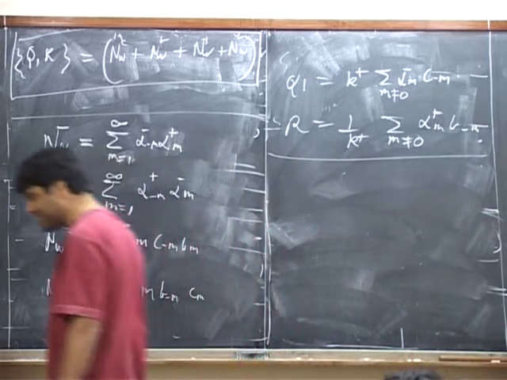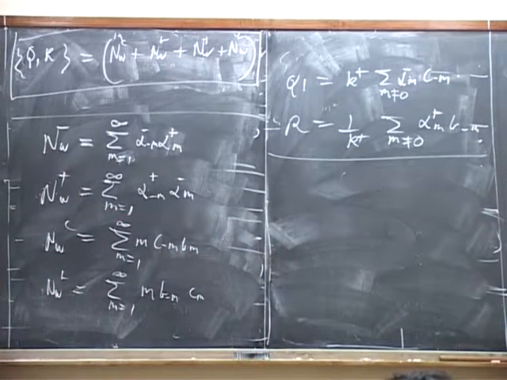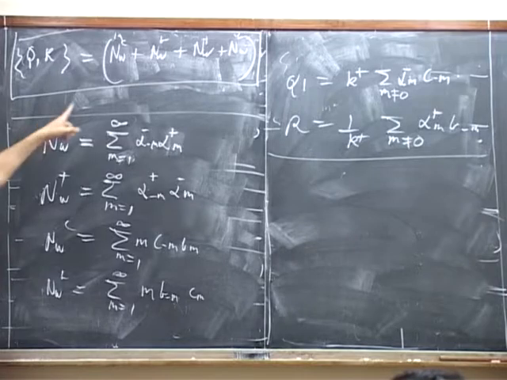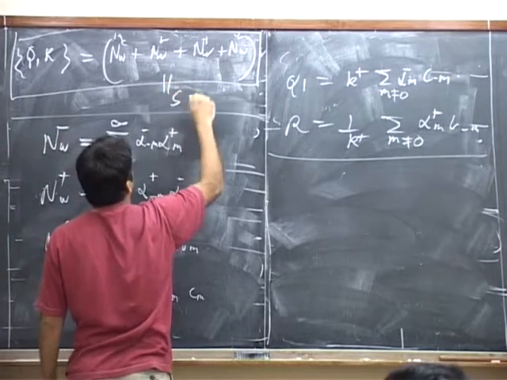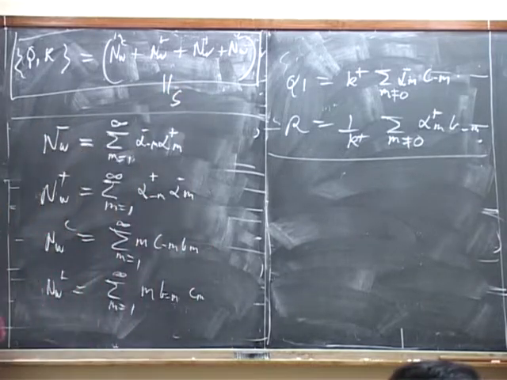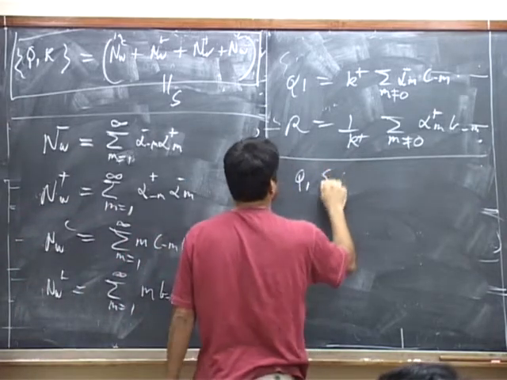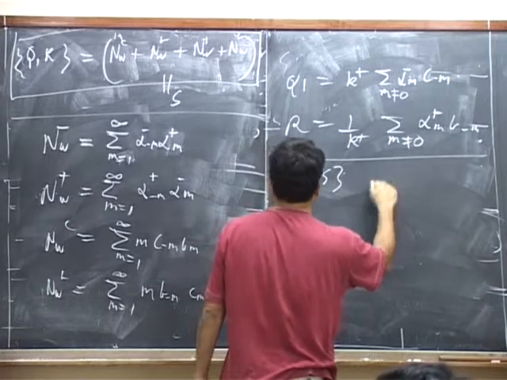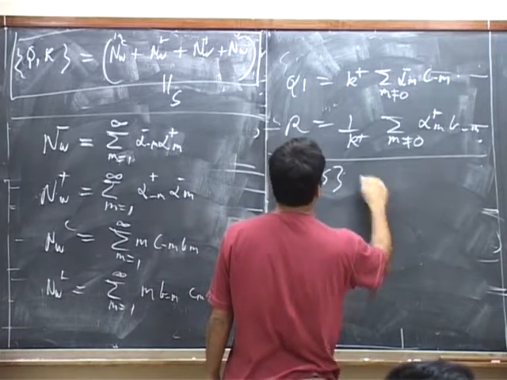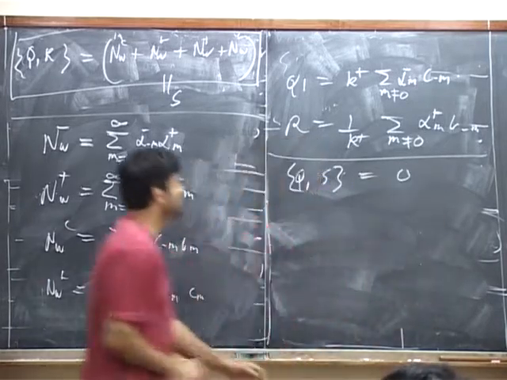Q1 commutes with this thing with that given name. We'll call it S. Now I claim that Q1 commutes with S.